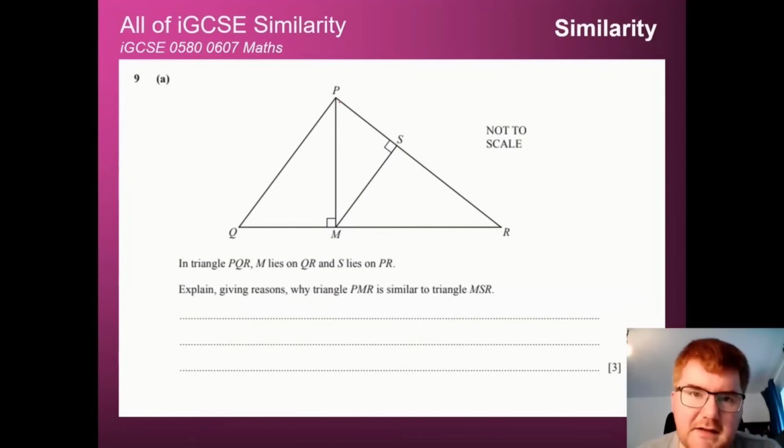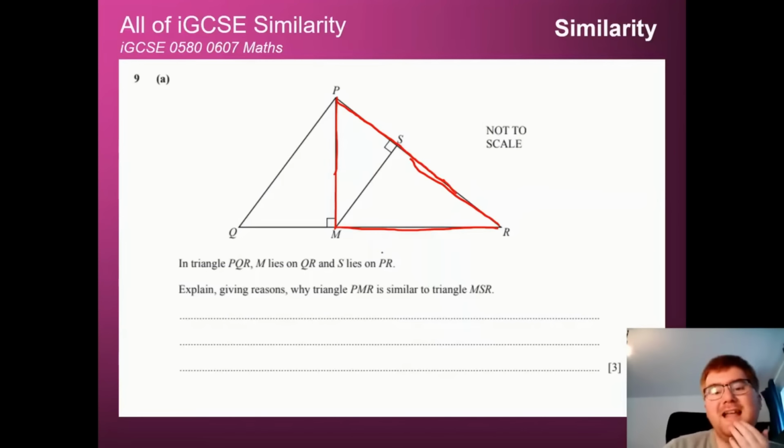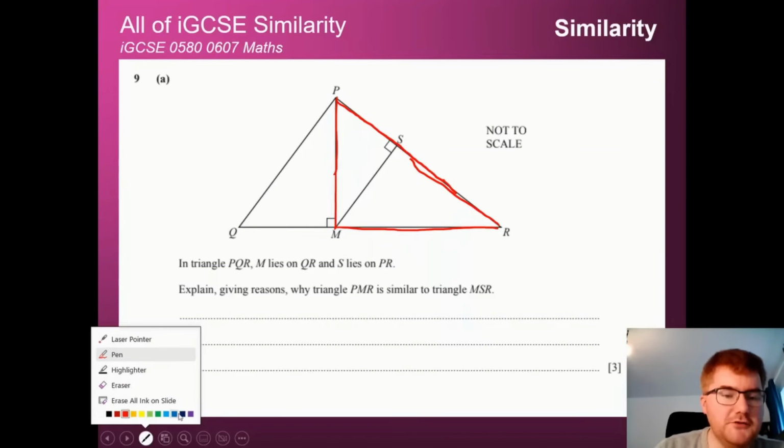So let's identify that. Okay, well, we've got this, this is our PMR. Is similar to triangle MSR. Okay, so that's the smaller triangle inside. And we need to find out why they are similar. You can't just put they're contained within each other. That doesn't work.